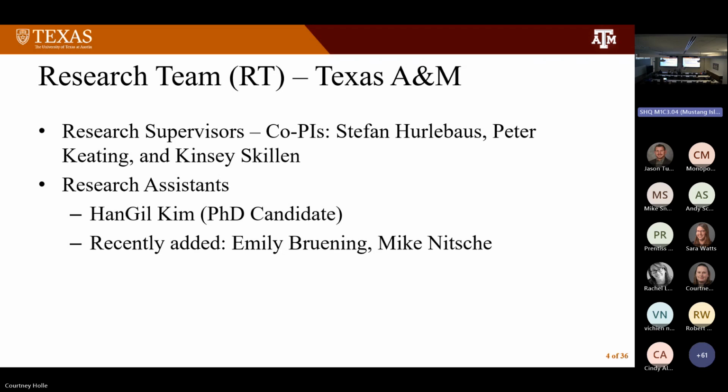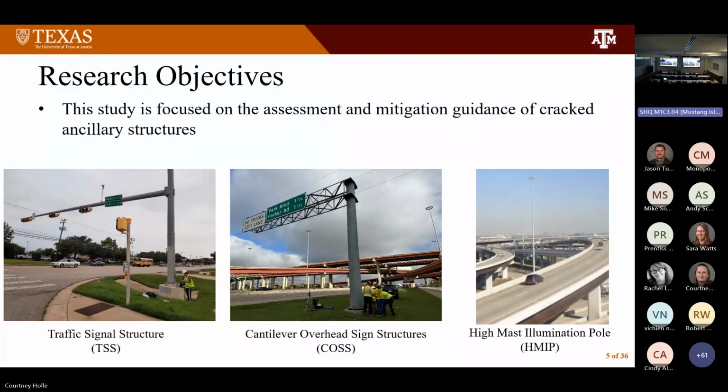We've actually done a lot in the first year of this study. The scope of this is actually pretty large. It's ancillary structures. We're targeting typically traffic signal structures, cantilever overhead sign structures, and also high mast illumination poles. Really looking a little bit at the potential for cracking in the base plate type connections on here.